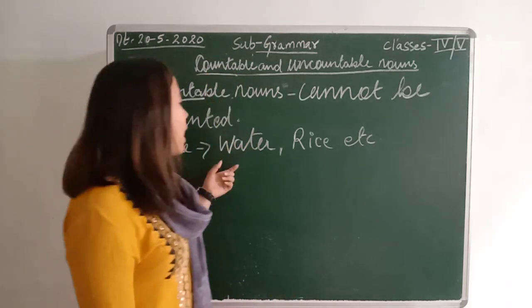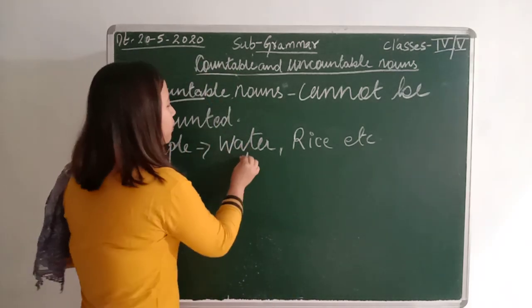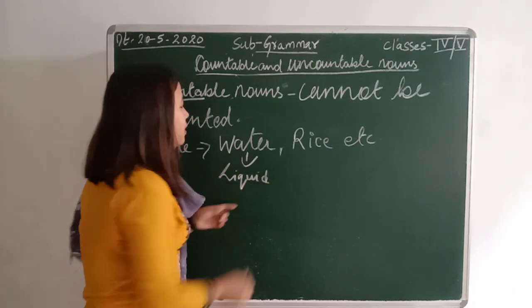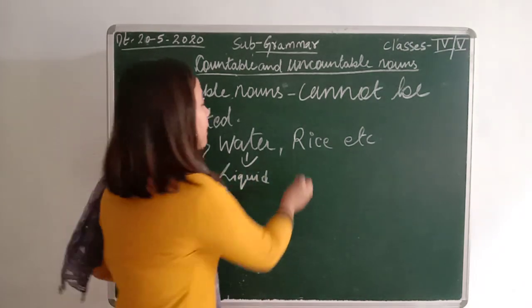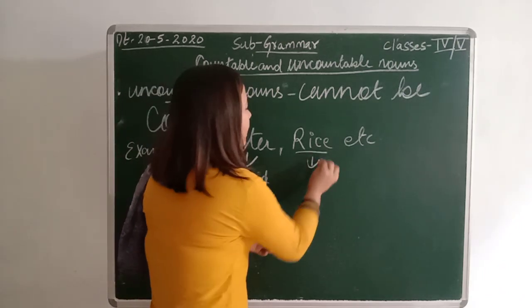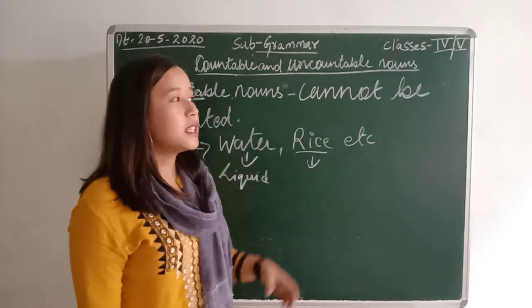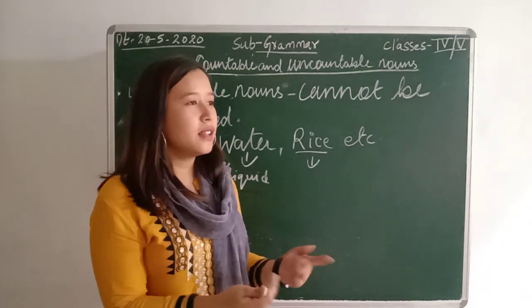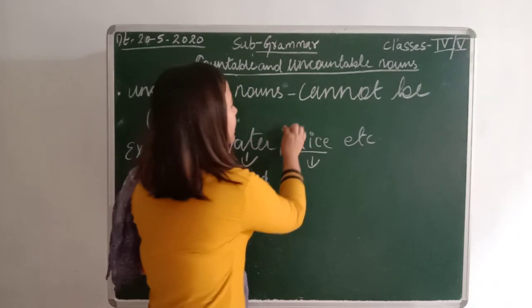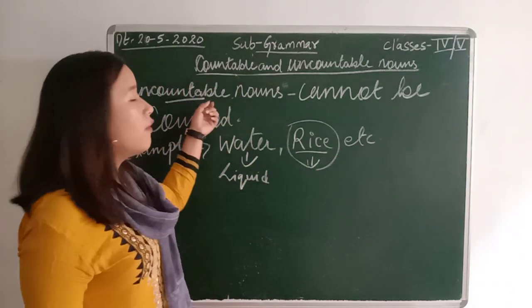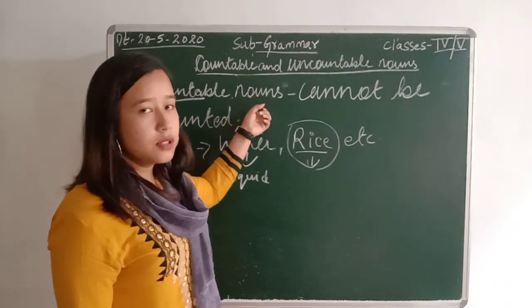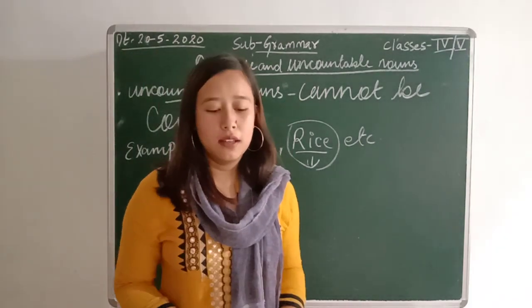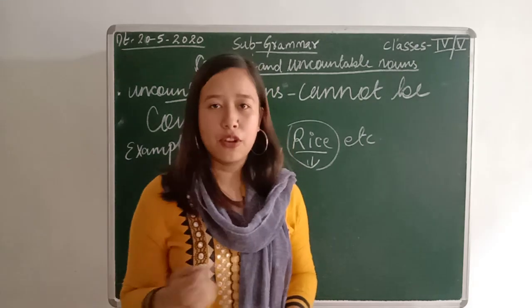No, we cannot count water because it is in a liquid form. So we cannot count water. Rice, we cannot count rice because it is in small grains, so we cannot count 1, 2, 3 like that. So it comes under the category of uncountable nouns. So these are the examples of uncountable nouns. So we will see the further rules of uncountable nouns.